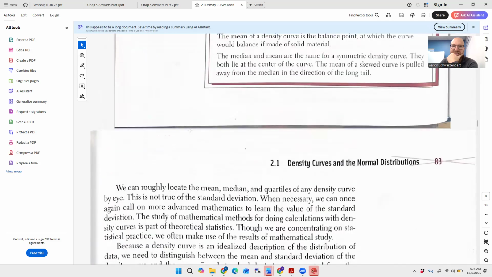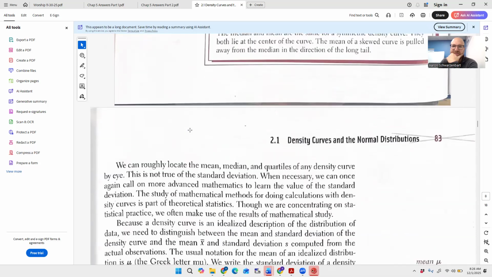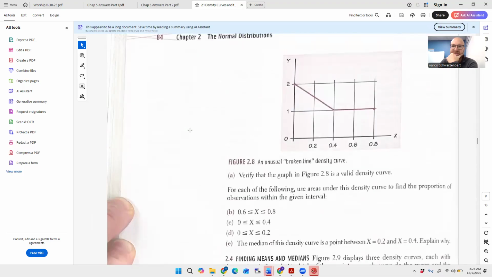So that's a density curve. One of your questions: you want to verify it's a density curve? What does the area under it have to equal? 1. That's how you verify. You literally check the area.